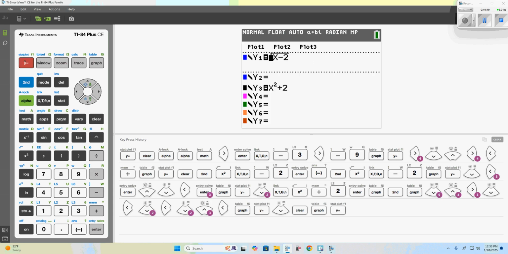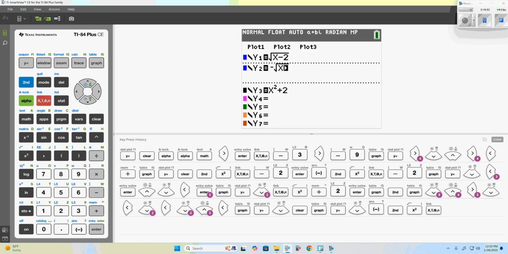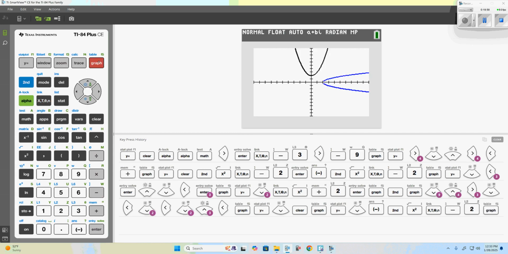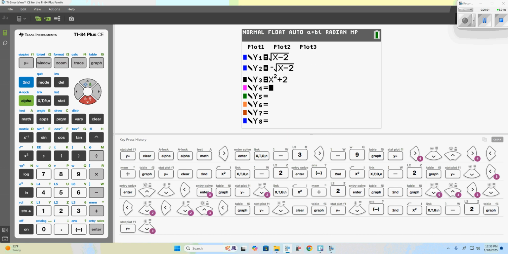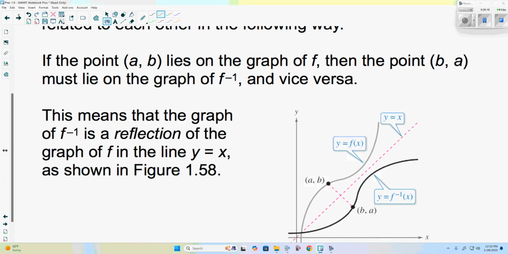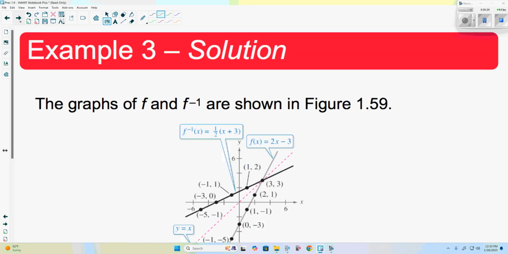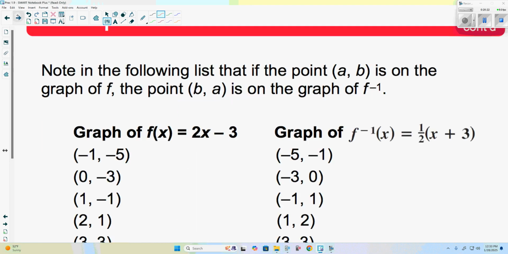So we've already said that these two are inverses of each other. I'll put this back. If we type the fourth equation, we can see that that graph is reflected across this line y equals x. So we can take any of them and show that they are indeed a reflection across this line.